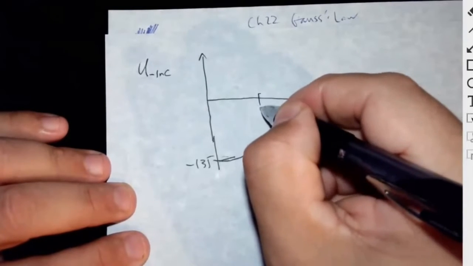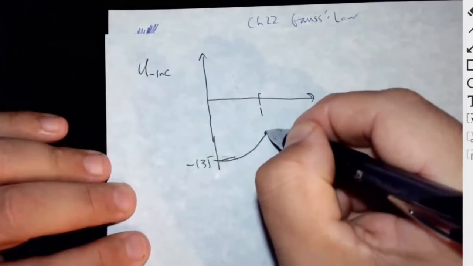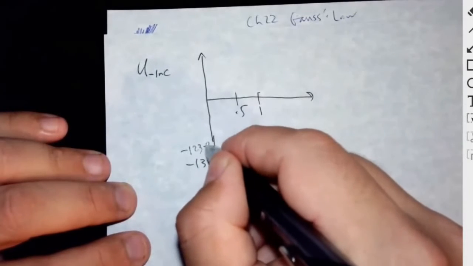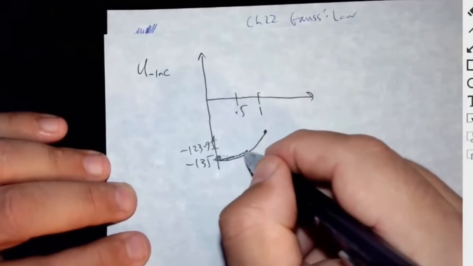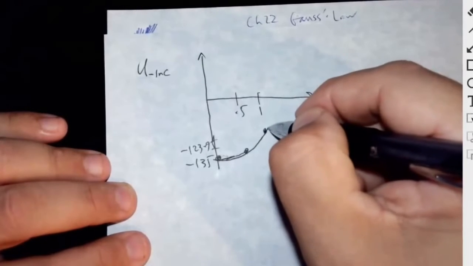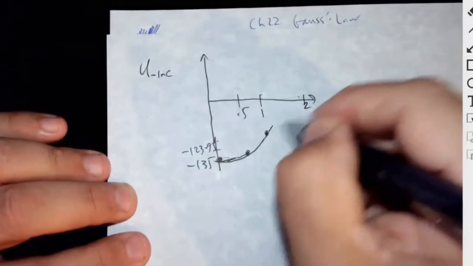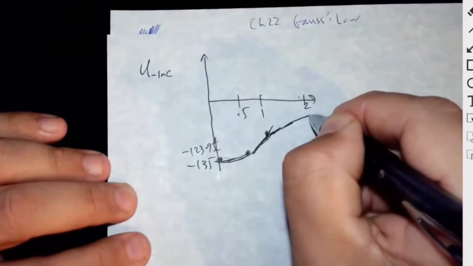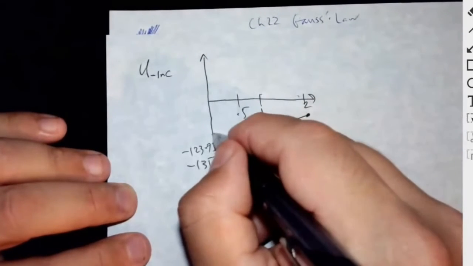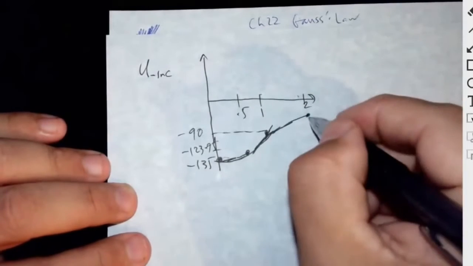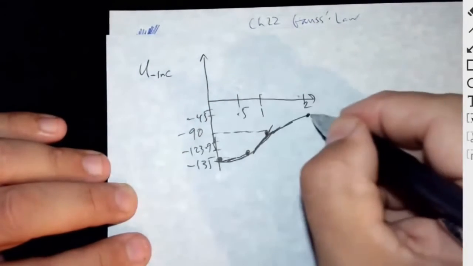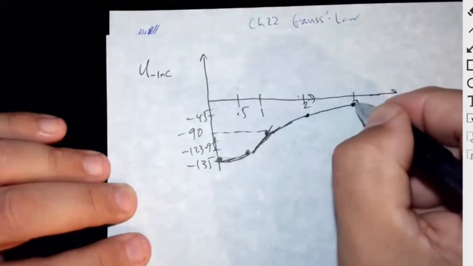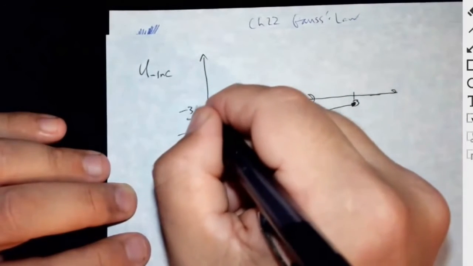And you have here 1 meter. So at half a meter, it would be negative, and it goes like this by 2 meters. I'm trying to draw the exact inverse, and then by 2 meters it would be negative 90 volts. Here would be negative 45 volts, and then by 3 meters it'd be negative 30 volts.